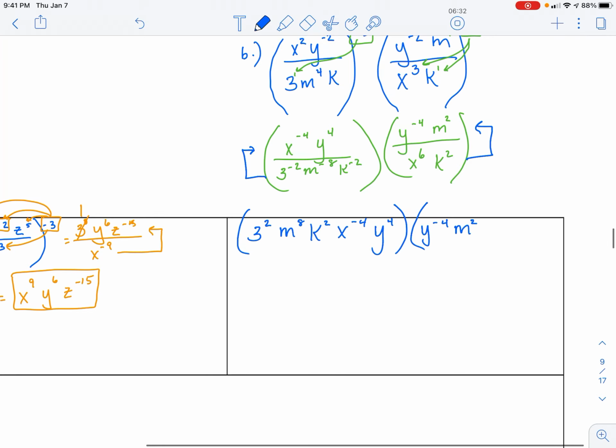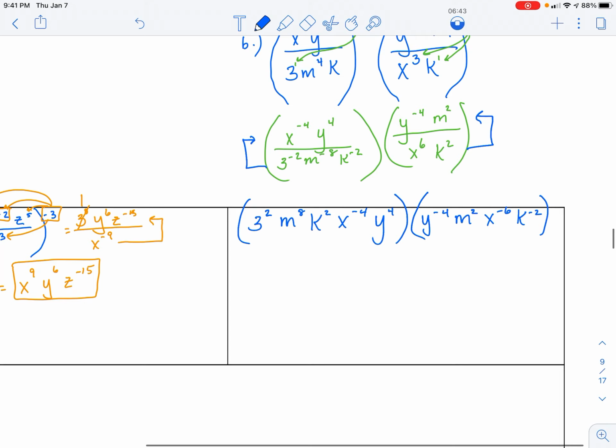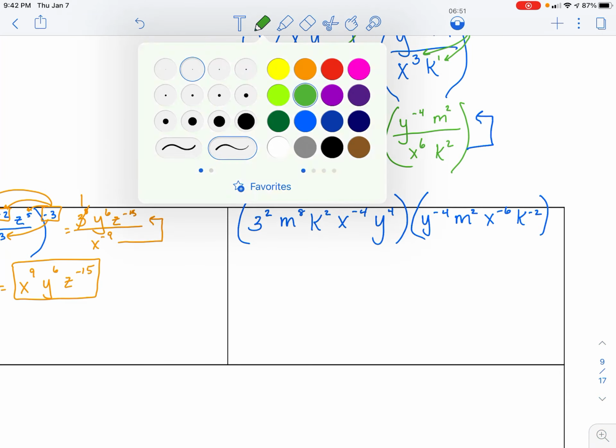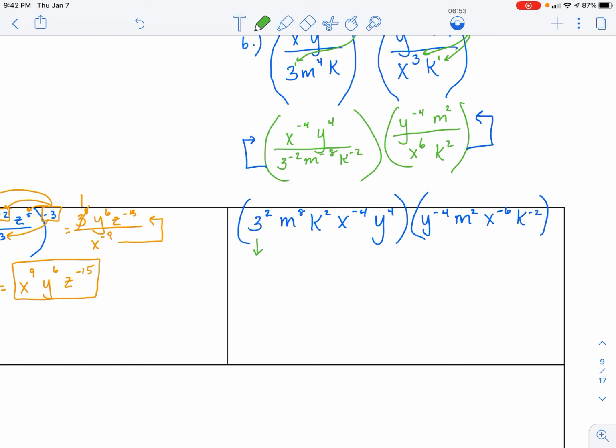Now we're going to move the terms in the denominator, we're going to move them upstairs. So we have x to the negative 6th, k to the negative 2nd. Okay, now what we want to do is combine any like terms. So we're going to have to multiply, because that's what this problem is. It's a multiplication problem. So the first thing I'm going to do, I'm going to change my pen back to green, and we're going to take care of this 3 squared. We're going to go ahead and put 9 here.